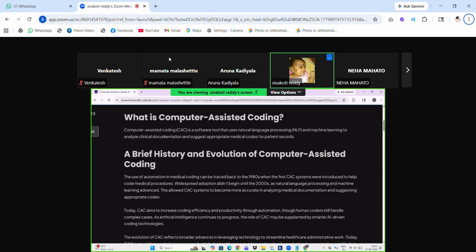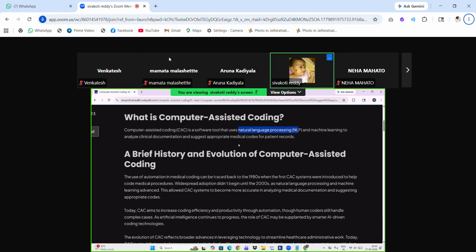What are they saying? Computer-assisted coding is a software tool that uses natural language processing and machine learning to analyze clinical documentation and suggest appropriate medical codes for the patient records. Either diagnosis or procedures, it will suggest. How are we reading the document? The software uses NLP, natural language processing. This language they are using.